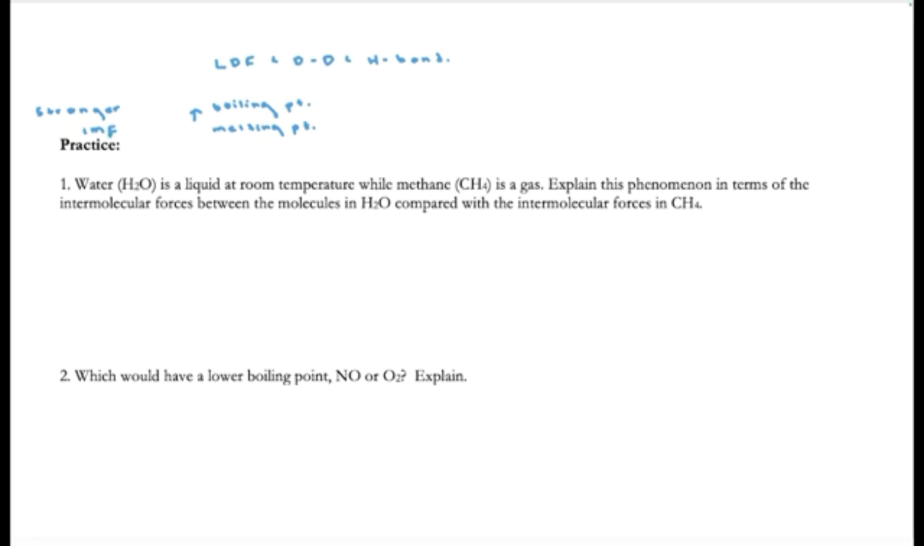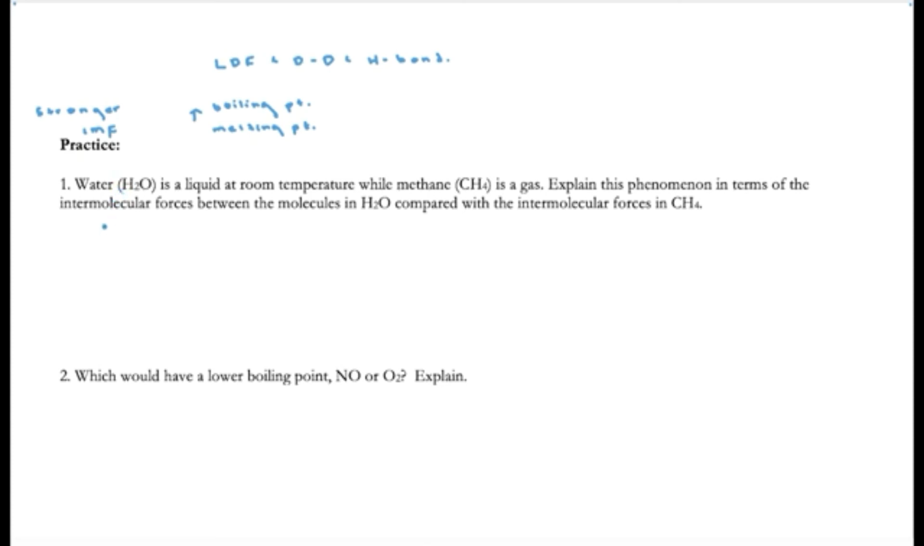So let's look at two examples here. Water is a liquid at room temperature, right? While methane is a gas. All right, so why would water be a liquid at room temperature while methane is a gas? Well, what that tells me is that the intermolecular force for water is stronger than that for methane, because it is a liquid. Well, what I have to do is figure out what type of intermolecular force water has versus methane.